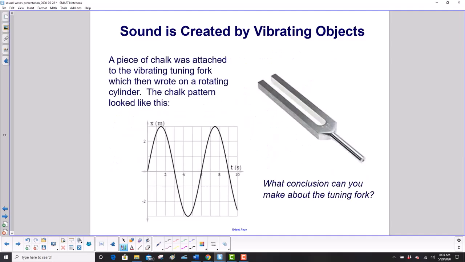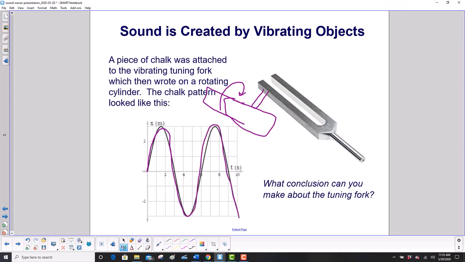the other. A piece of chalk was attached to the vibrating tuning fork, so not sure how you'd exactly do it, but let's pretend it was attached right there. There's your chalk. Okay, and then it wrote on a rotating cylinder. So here's our cylinder. I'll make it a little longer, and that's rotating around. The chalk pattern looked like this. It would go up, come down, and just kind of follow that path.